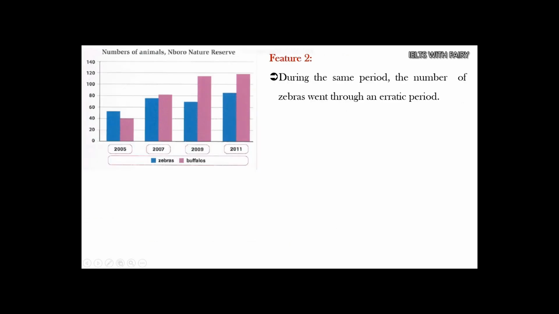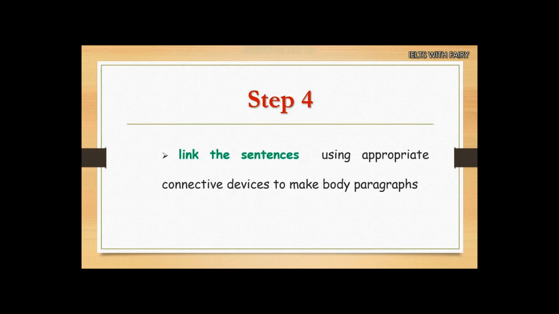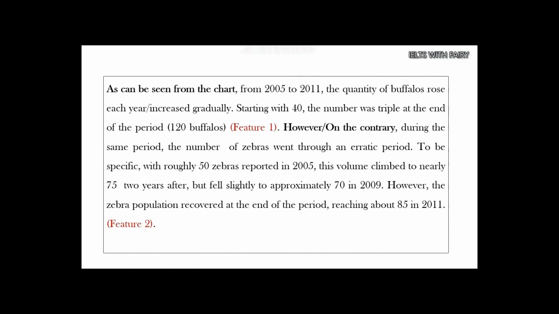Similarly, I will do the same with feature number 2. You support the key features by adding more figures or facts. Right. So what is step number 4? We will now link the sentences, or we will link the figures using appropriate connective devices to make body paragraphs. Okay, so I will take figure number 1 and figure number 2 as an example. Here I put "as can be seen from the chart", that is a connective phrase to introduce my first key feature. Okay, and this sentence is the facts or figures to support my first feature.